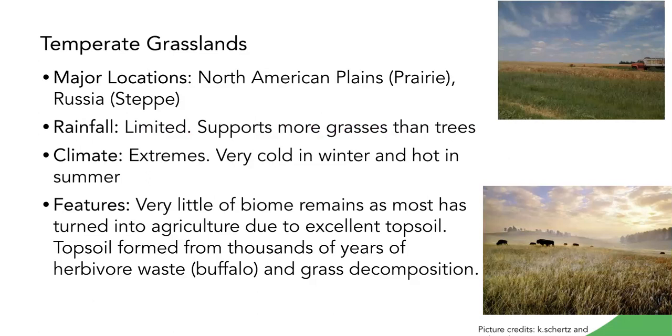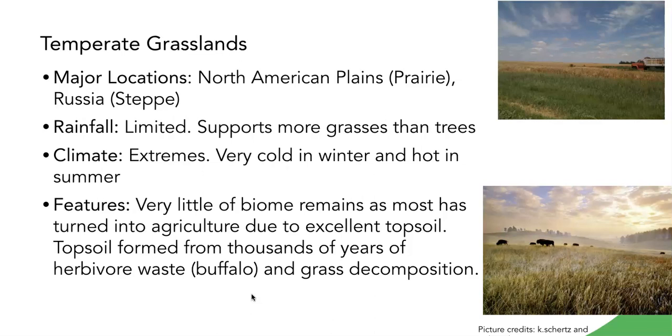Let's go on. The next one is temperate grasslands. And most of our temperate grasslands is gone. It's turned into agriculture. We call this place the prairie in the United States, and even in Canada. In Russia, this biome is called the steppe. It has a limited range of rainfall, so it supports grasses more than trees, but there are some trees, especially near rivers. It has some extreme climate. Places like Nebraska and Kansas and North and South Dakota and Minnesota get very, very cold in winter, but also very hot in summer.